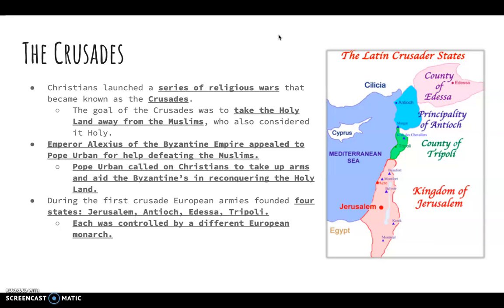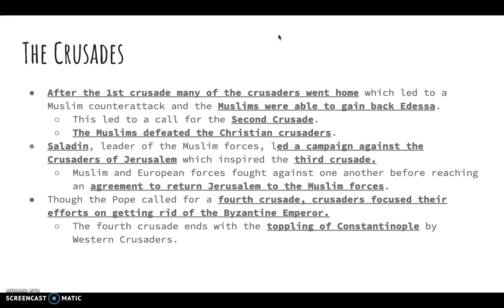Now, the First Crusade is very, very successful. They're able to found 4 new states: Jerusalem, Antioch, Edessa, and Tripoli. And each one of these is controlled by a different European monarch. After the First Crusade, many of the Crusaders went home, right? They were very successful. They were able to establish different states, which led to a Muslim counterattack, and the Muslims were able to gain back Edessa. The Crusaders essentially left the land open for conquering, and the Muslims took advantage of that.